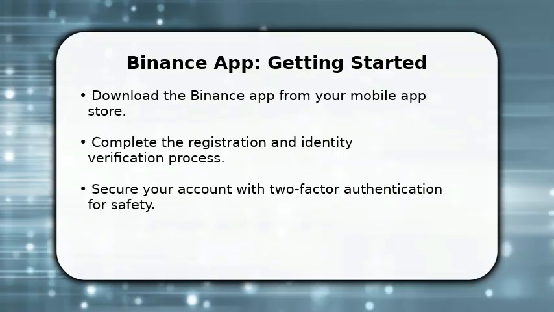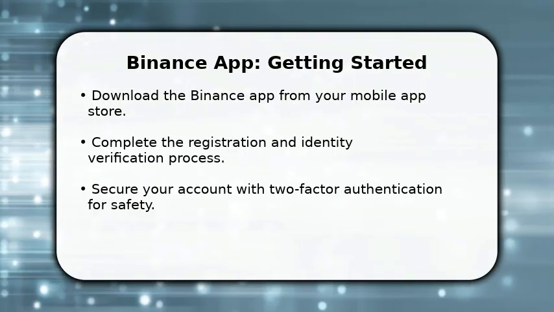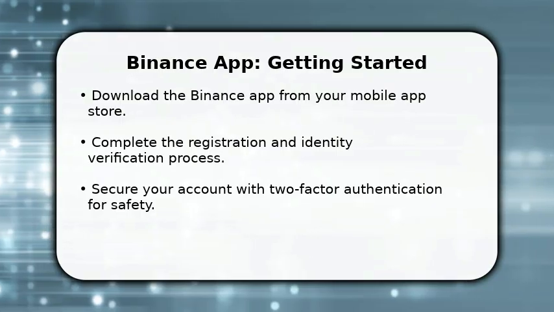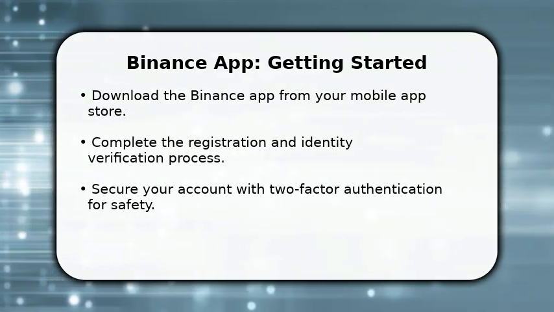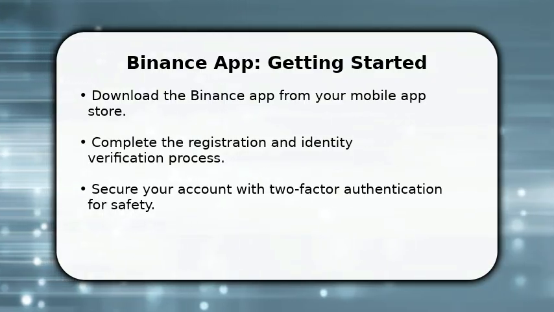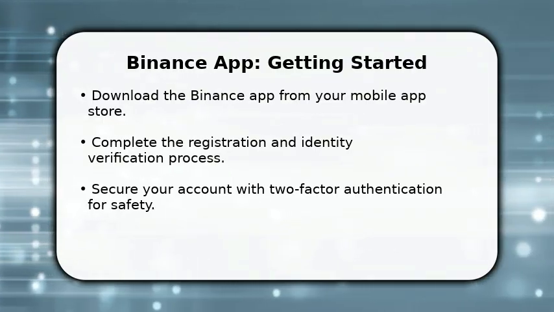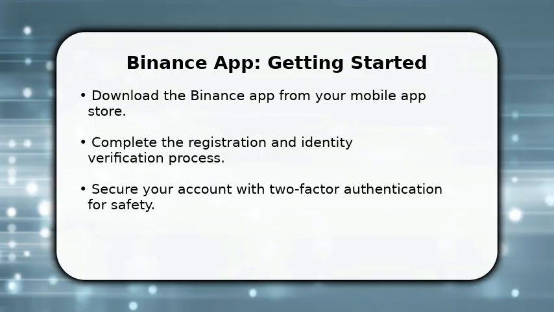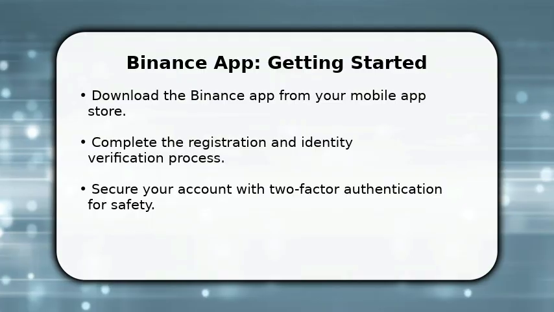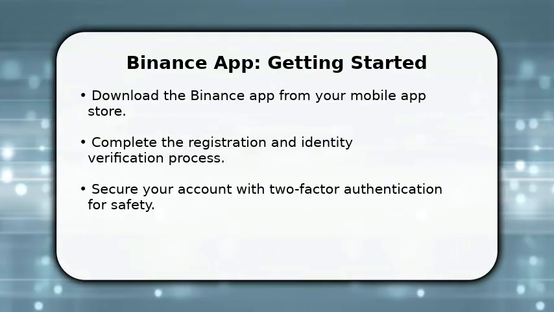Enjoy the video. In this video, I will explain how to use the Binance mobile app. First, download the app from your device's app store. Then, complete the quick registration and identity verification. This crucial step ensures your account's security and compliance. Finally, enable two-factor authentication to add an extra layer of protection. This keeps your crypto safe from unauthorized access, giving you peace of mind.